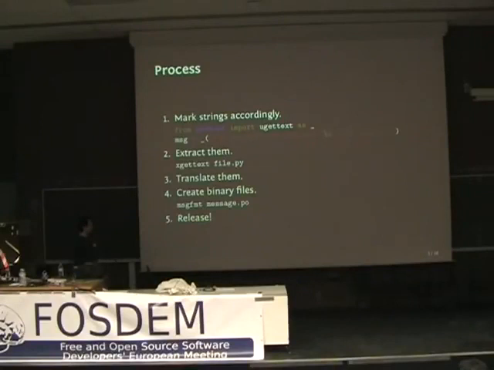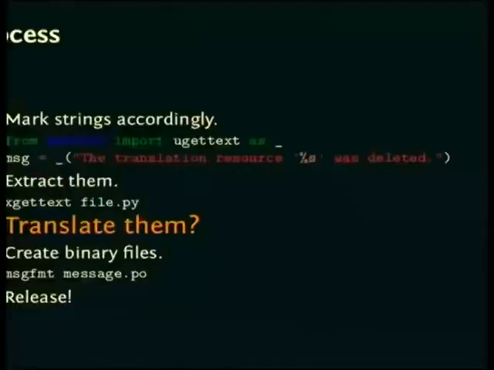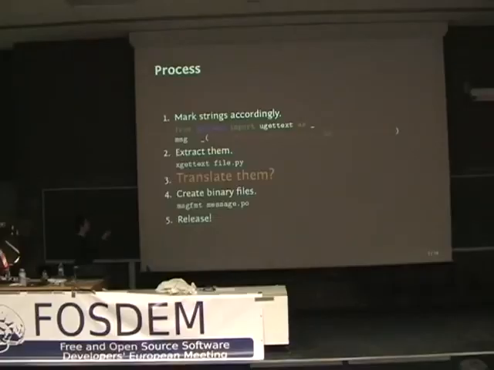However, in these five steps, there is one that is very tricky. How are you going to translate them? I mean, we're developers. It's easy for us to just mark the strings and run xgettext and msgfmt over the source code. But how are you going to translate them?